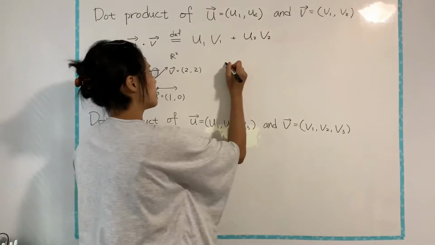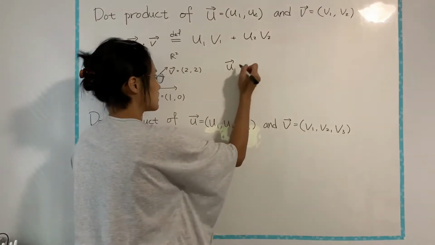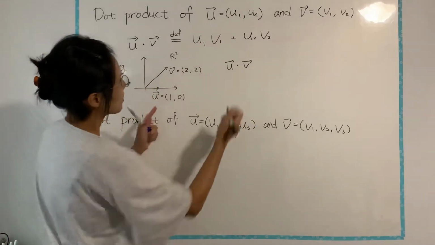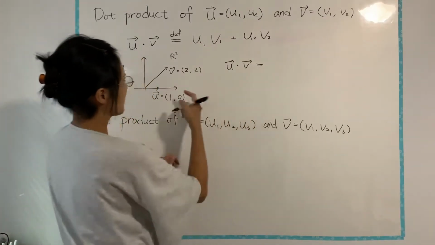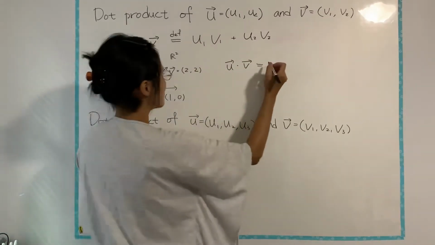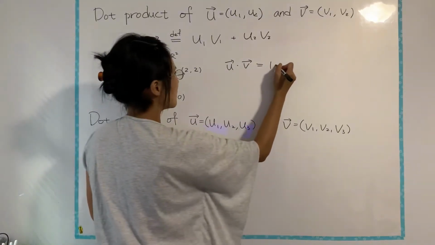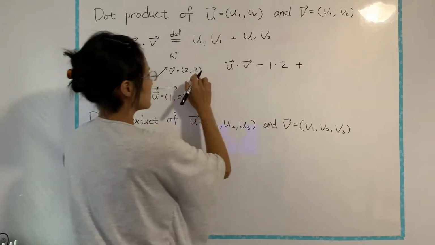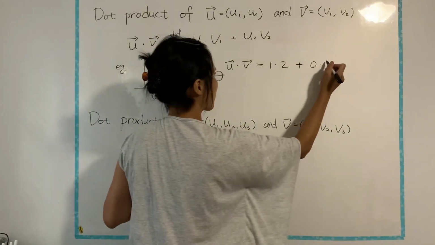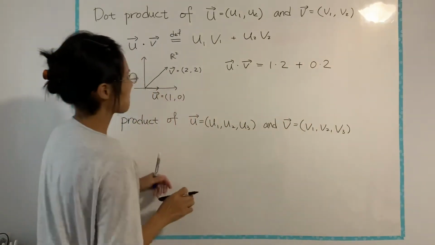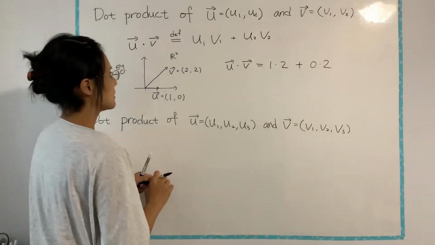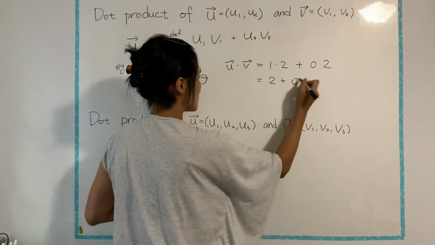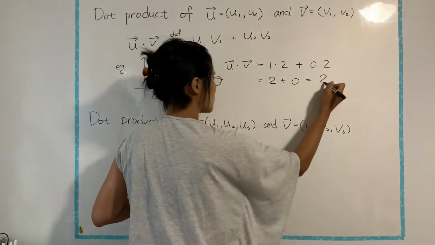Now if I want to look at the dot product of u and v, according to the formula, I would have 1 times 2 plus 0 times 2. Then I have 2 plus 0, so this is equal to 2.